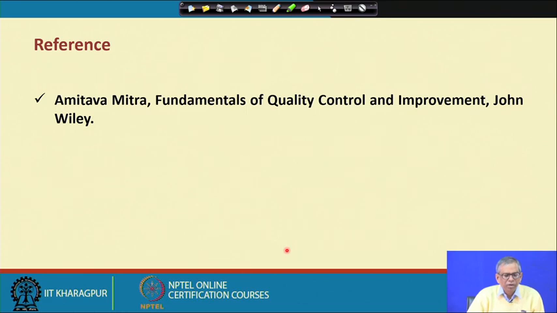Okay, so we'll deal with the other aspects of the process capability in the subsequent lectures.